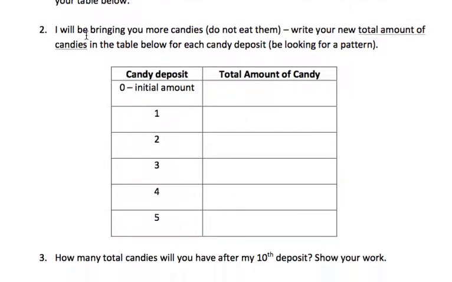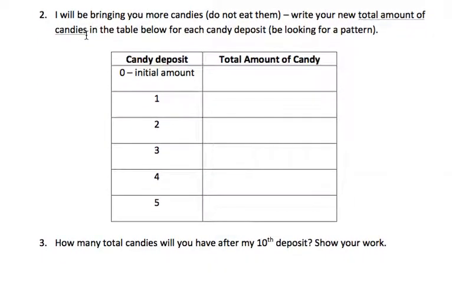I bring them Skittles. There's an initial amount of Skittles in the cup, usually 7. And I come by and I deposit 3 more every single time that I make a deposit. So they begin to see this initial amount is 7, but the pattern of change is different. It's add 3, then add 3 again, add 3 again, add 3 again, add 3 again. So the pattern goes 7, 10, 13, 16, and so on.